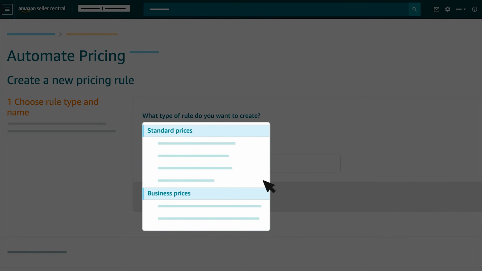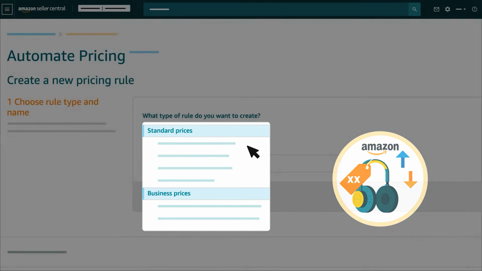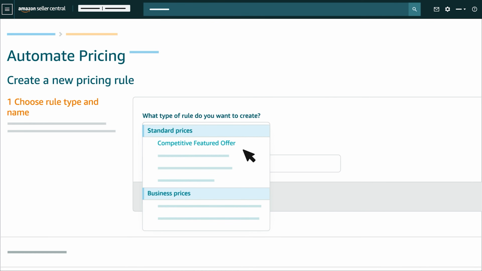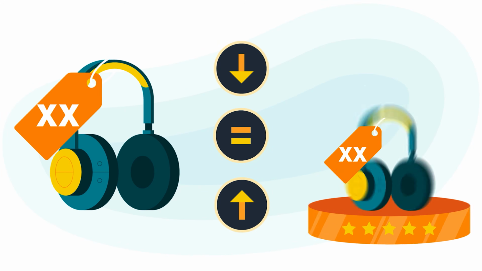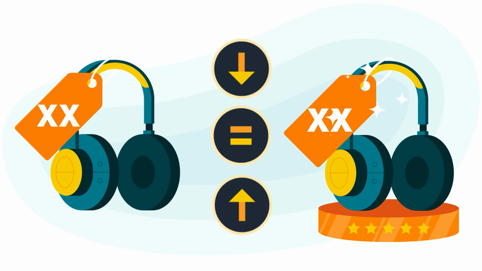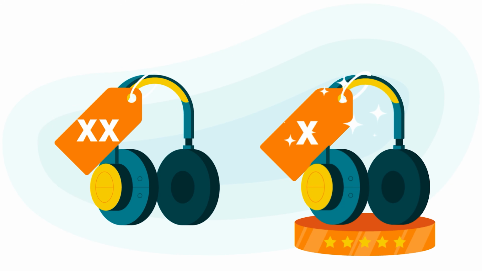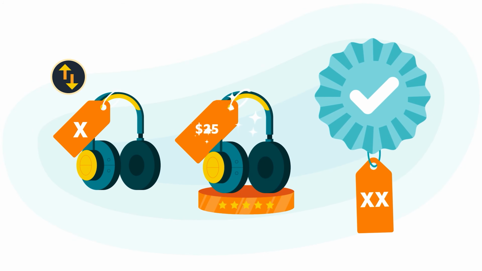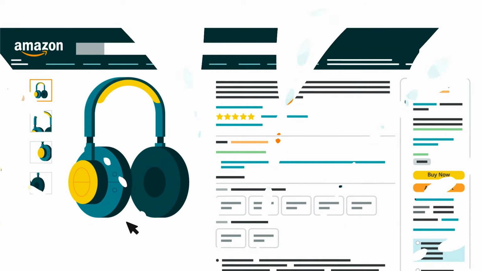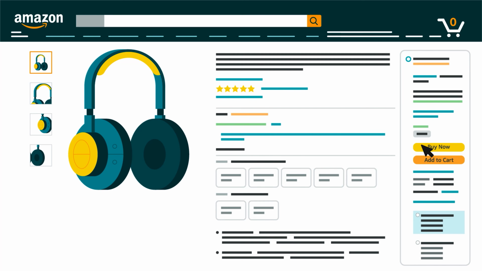These rules define the time your price will change. Competitive Featured Offer allows you to set your price to remain below, match, or stay above the featured offer price. If the featured offer price changes, your price will change too for as long as your rule is active. If your product becomes the featured offer, your price will remain at that value.